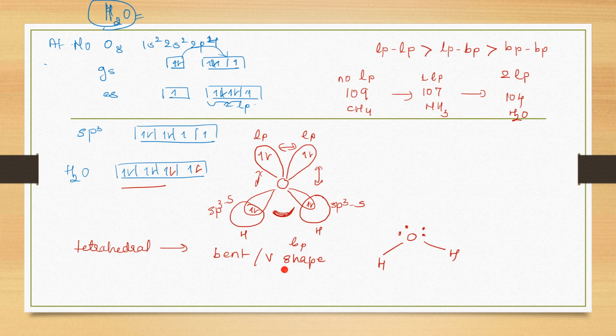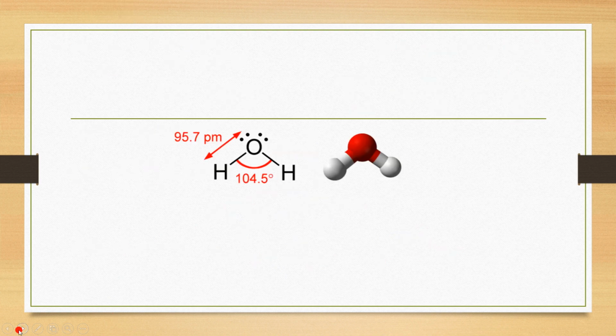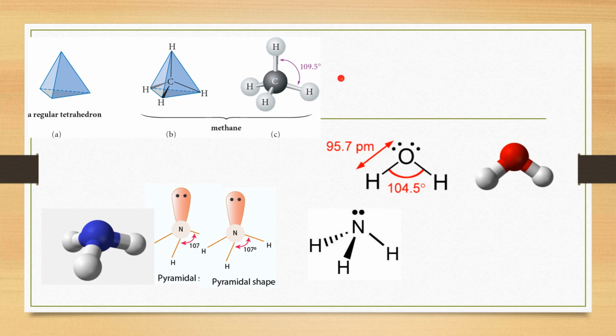So oxygen always has two lone pairs which don't take part in bonding. Okay, and now the geometry looks like this. This is your 105. This is your bent structure. We call it what? Bent structure, or we also call it V shape geometry. It looks like an inverted V. Yes or no? Okay, or bent. This is sp3 hybridization.